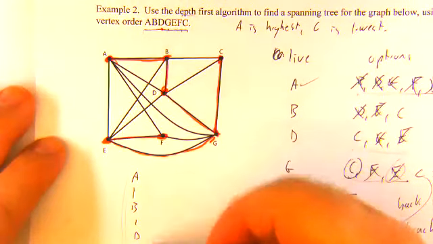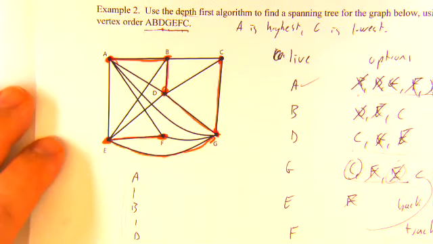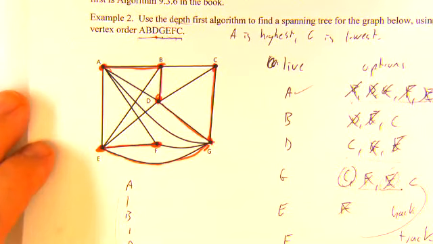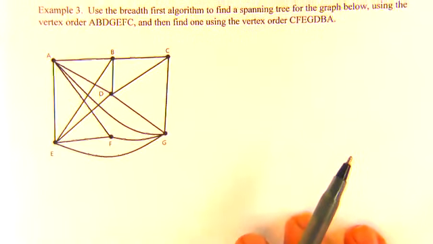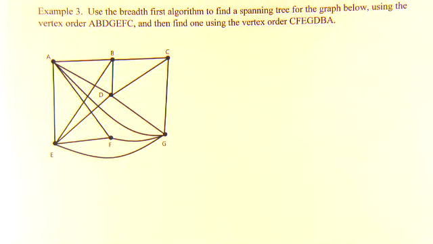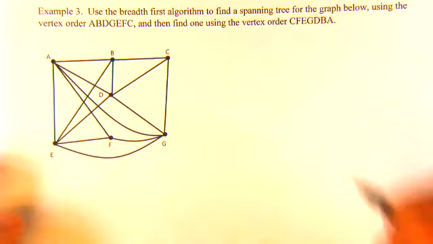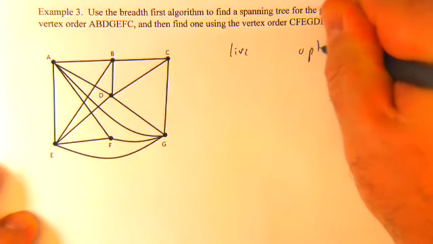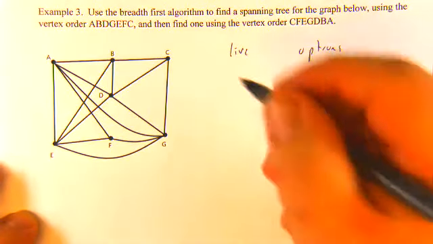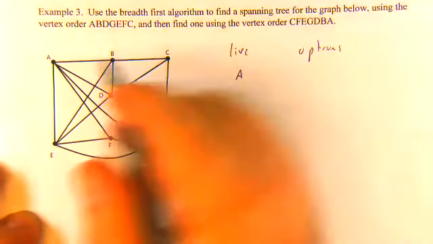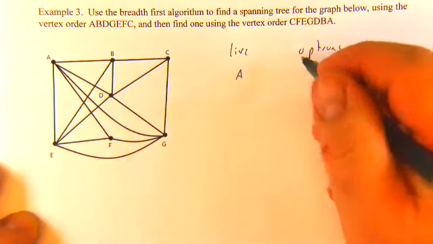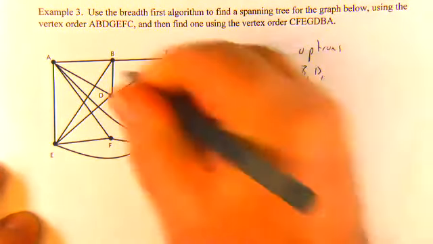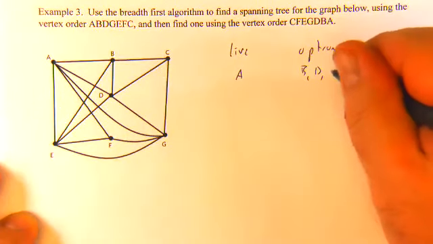And once it got to C, it knows that it's got all of the vertices on its list. Here's the same graph. What's the breadth first algorithm? We'll do it twice. Breadth first is a little bit different. Well, it starts off the same. We start off with A, and your options are B, D, G, E, and F.